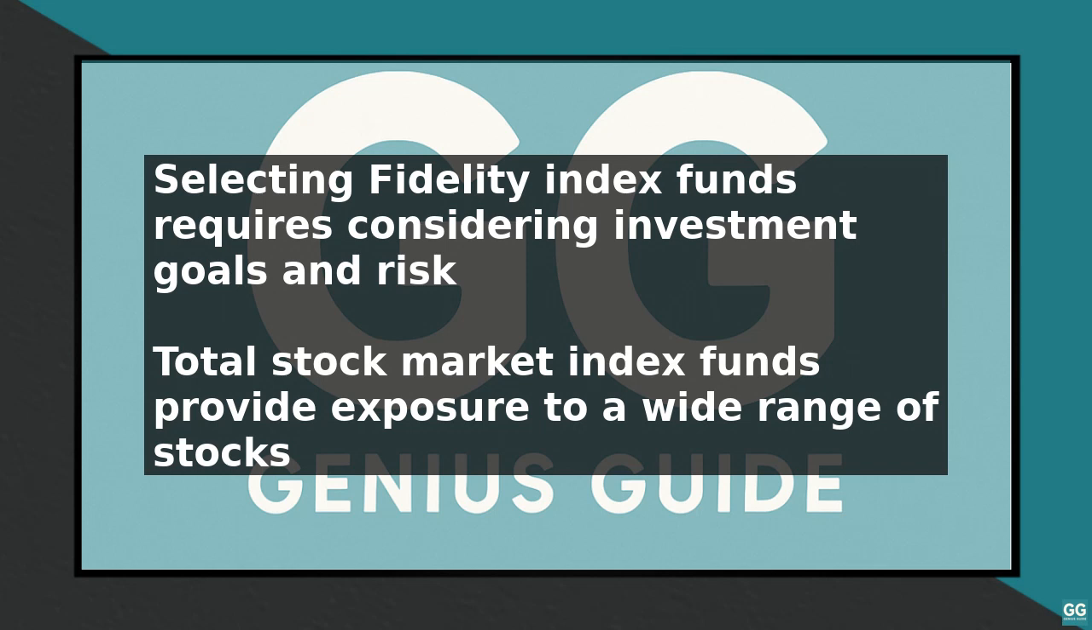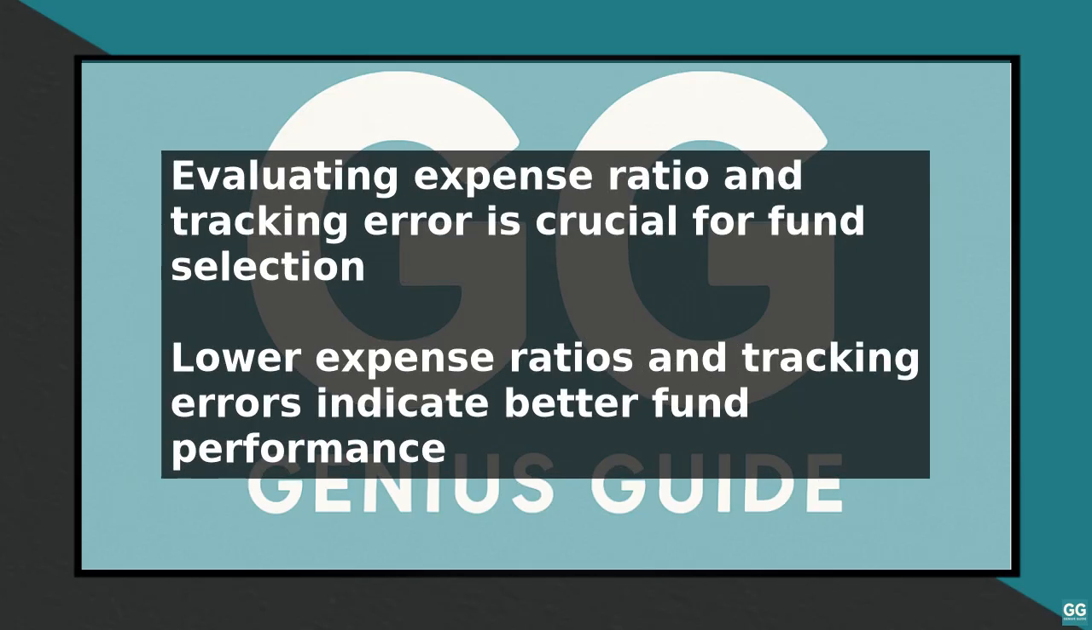Another key concept to consider is expense ratio, which is the cost of investing in a fund. Fidelity index funds generally have lower expense ratios compared to actively managed funds. Look for funds with low expense ratios to help maximize your returns.